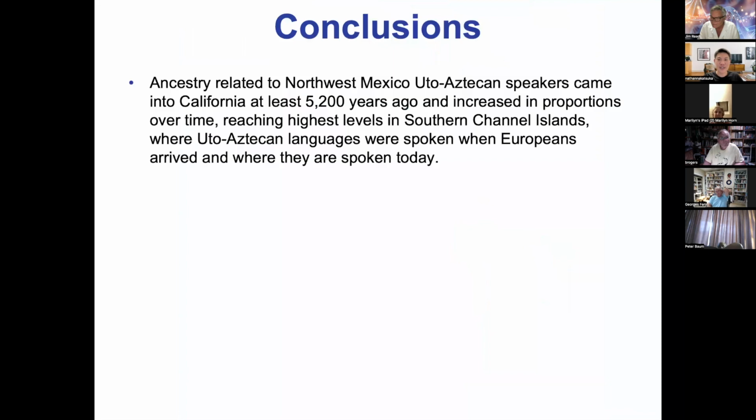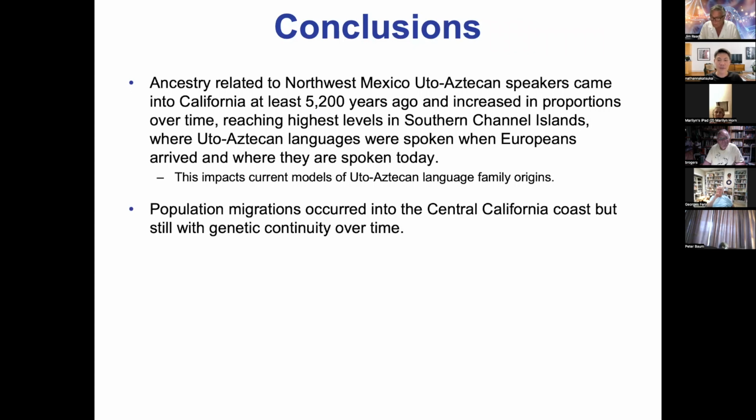So in conclusion, ancestry related to Northwest Mexico Uto-Aztecan speakers came into California at least 5,000 years ago and increased in proportion over time, reaching the highest level in the Southern Channel Islands, where the Uto-Aztecan languages are spoken. This is important because it impacts current models of the origins of the Uto-Aztecan language family, and currently provides most evidence for the origin being perhaps in Southern Arizona or somewhere around that region, before maize agriculture. But there are other hypotheses that are still consistent with the evidence.